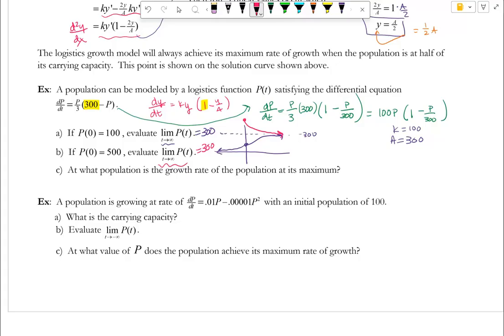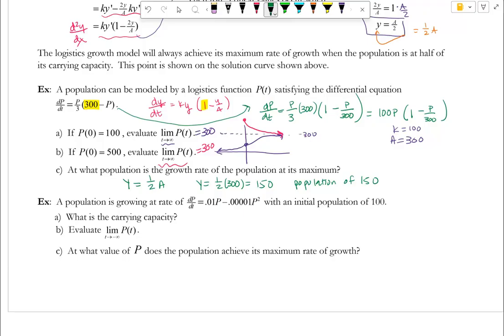And then in part C, at what population is the growth rate of the population at its maximum? And we said that this occurs when our population is 1/2 of our carrying capacity. So since our carrying capacity is 300, our population is 150. So we could say that at a population of 150, our growth rate is at a maximum.